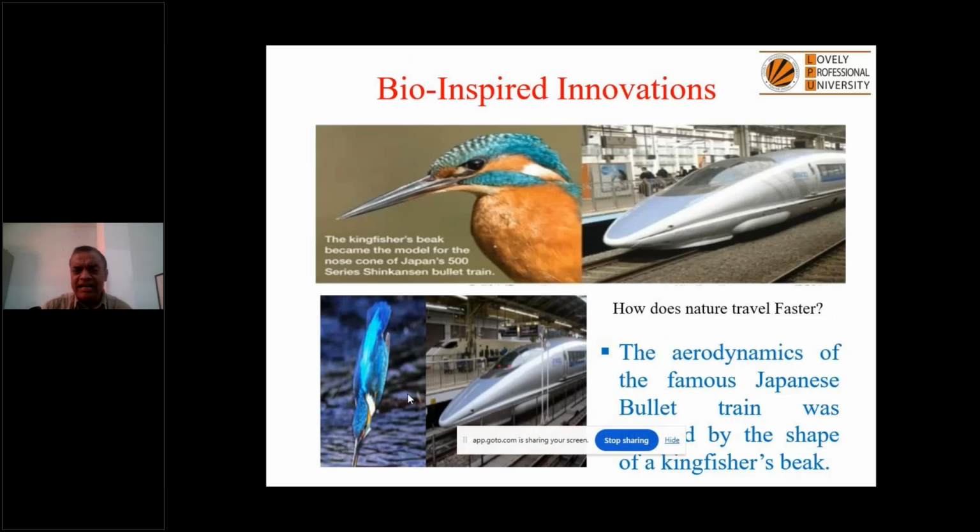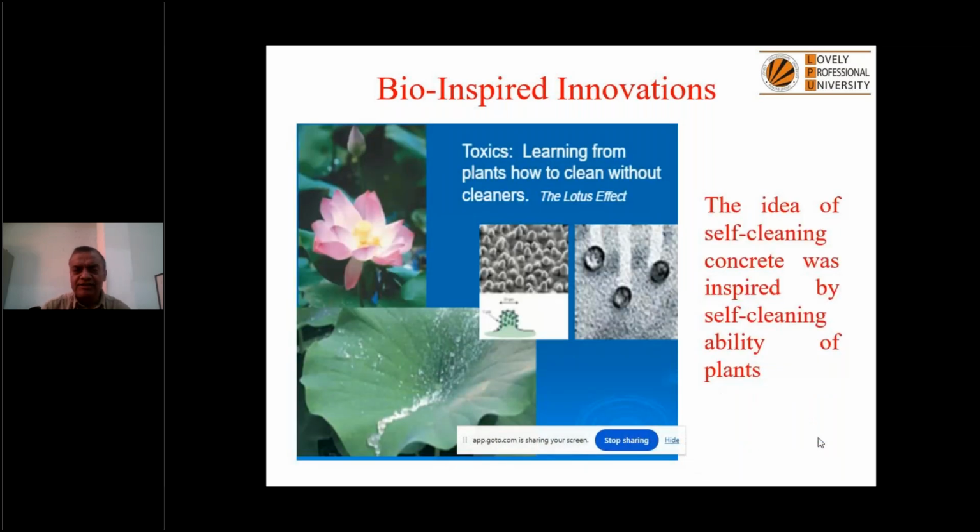This is the aerodynamics of a bird, and from this aerodynamics, it can cut the air pressure easily, and it can move very fast. So this way, the train's nose has been designed this way after a study of this, which is also nature inspired innovation. So the aerodynamics of the famous Japanese bullet train is shaped like a bird's beak. Bio-inspired innovations: learning from plants how to clean without cleaners.